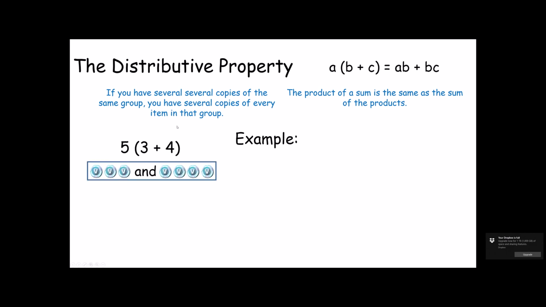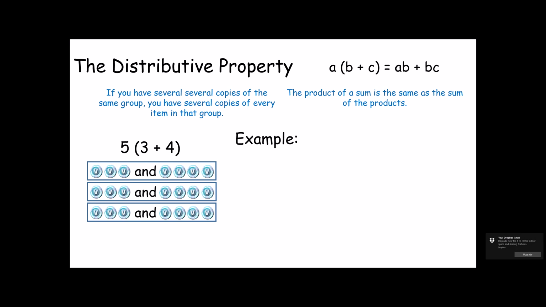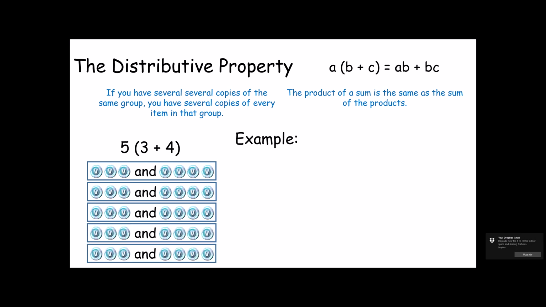As a picture, I could do it this way. Here's a group of 3 and 4. 2 groups of 3 and 4. 3 groups of 3 and 4. 4 groups of 3 and 4. And then you have 5 groups of 3 and 4. It's one way to think about or illustrate this relationship.